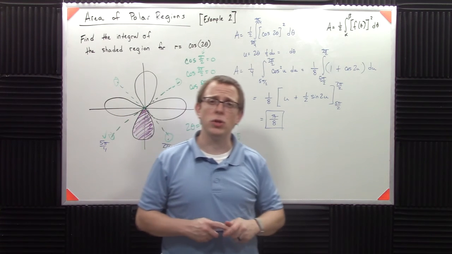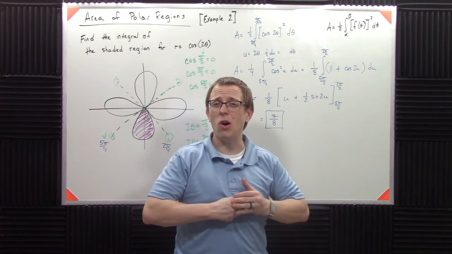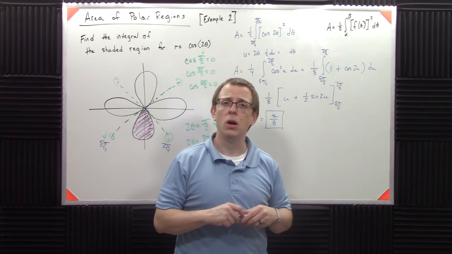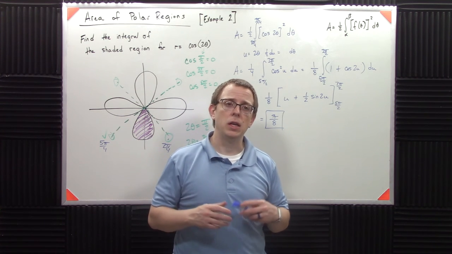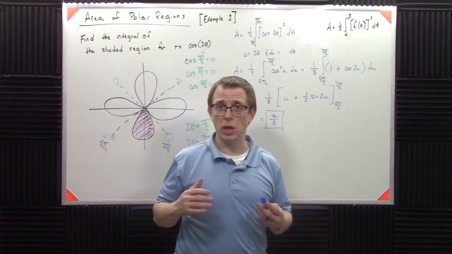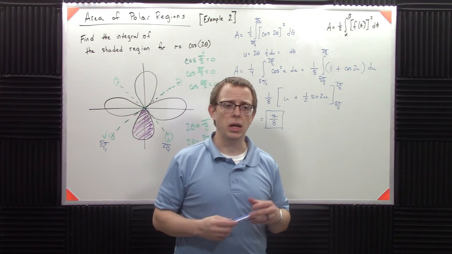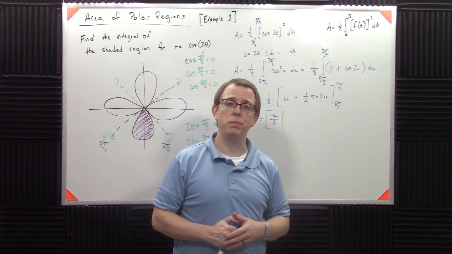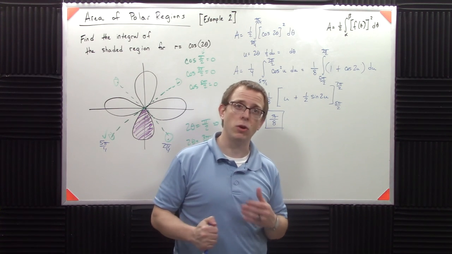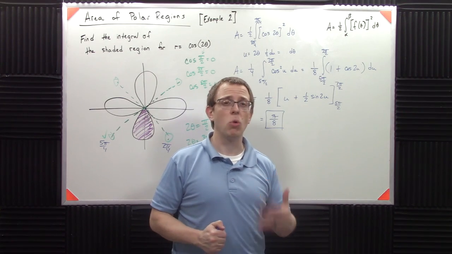And so you might ask yourself, is that a reasonable answer? Well, that's actually kind of hard to answer here because you may not be familiar enough with the petals. But pi over 8 is not an unreasonable answer based on what I'm seeing. But you have to be careful when you do these sorts of things. It can sometimes be difficult to understand if your answer is correct or not. So more practice will help.